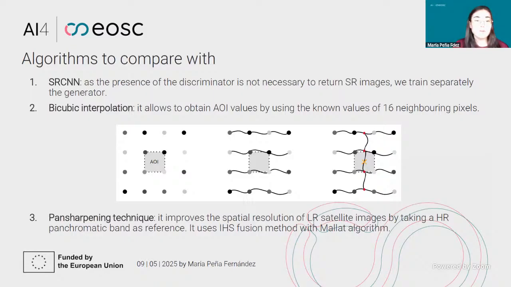And finally, we also use a pan-sharpening technique, which is commonly used in this type of task. It improves the spatial resolution of low-resolution satellite images by taking as a reference one of the high-resolution products, which is a panchromatic, pan. And just to mention that it uses the intensity hue saturation Gaussian method with the Mayat algorithm that just uses wavelet transforms.